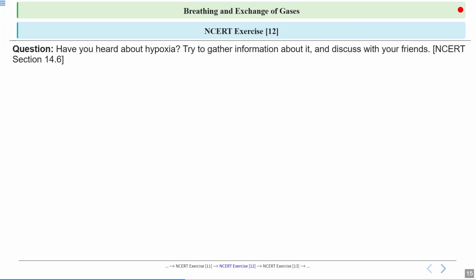The next question is here. Have you heard about hypoxia? Try to gather information about it and discuss with your friend. This question is coming from NCERT section 14.6. Let us see the answer to this question.